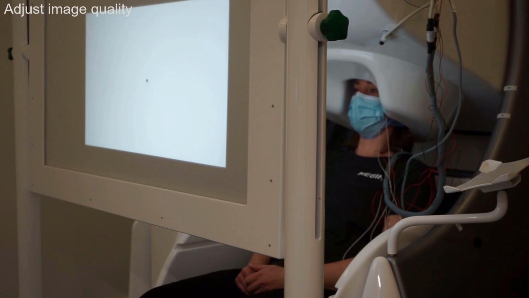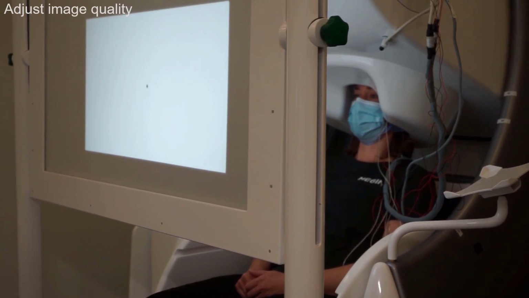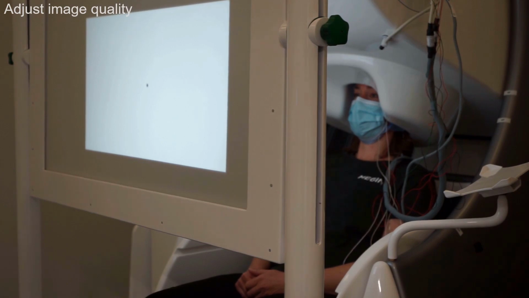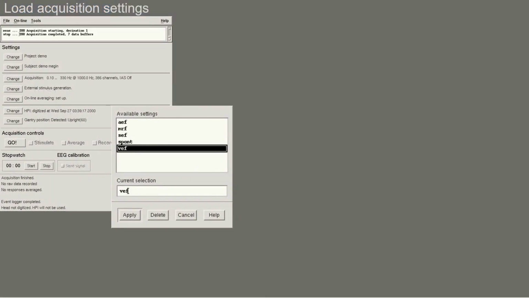Start the visual evoked field task. Adjust the focus and the screen inside the MSR so that the stimulus images appear clearly on the screen. Instruct the patient to minimize eye movements and focus on the fixation during the task. The fixation point may vary depending on the stimulus used.